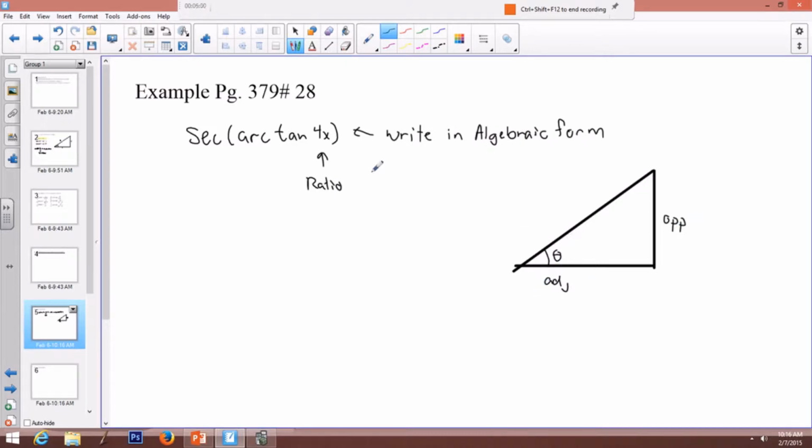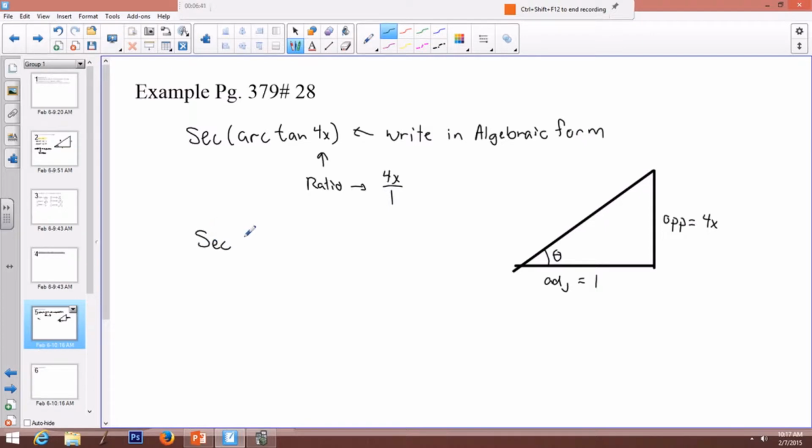adjacent side. So if I want to write 4x as a ratio, I'm going to write it as 4x over 1. And so what that tells me is that this thing right here is going to be 4x, and this side right here is going to be 1. All right, now, is it exactly 4x and exactly 1? I don't know, but I know that that is the ratio of those two sides. And that's all that really matters, because we're going to have similar triangles regardless of how long these sides are. So what that does is this arctangent is going to give me this angle measure theta.